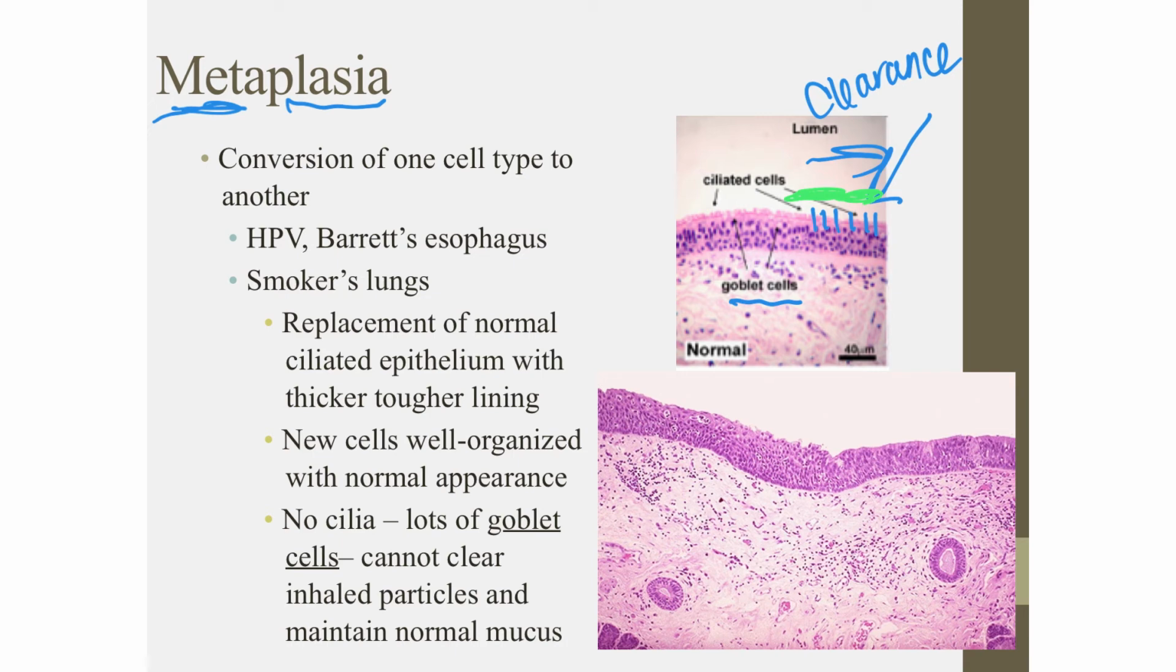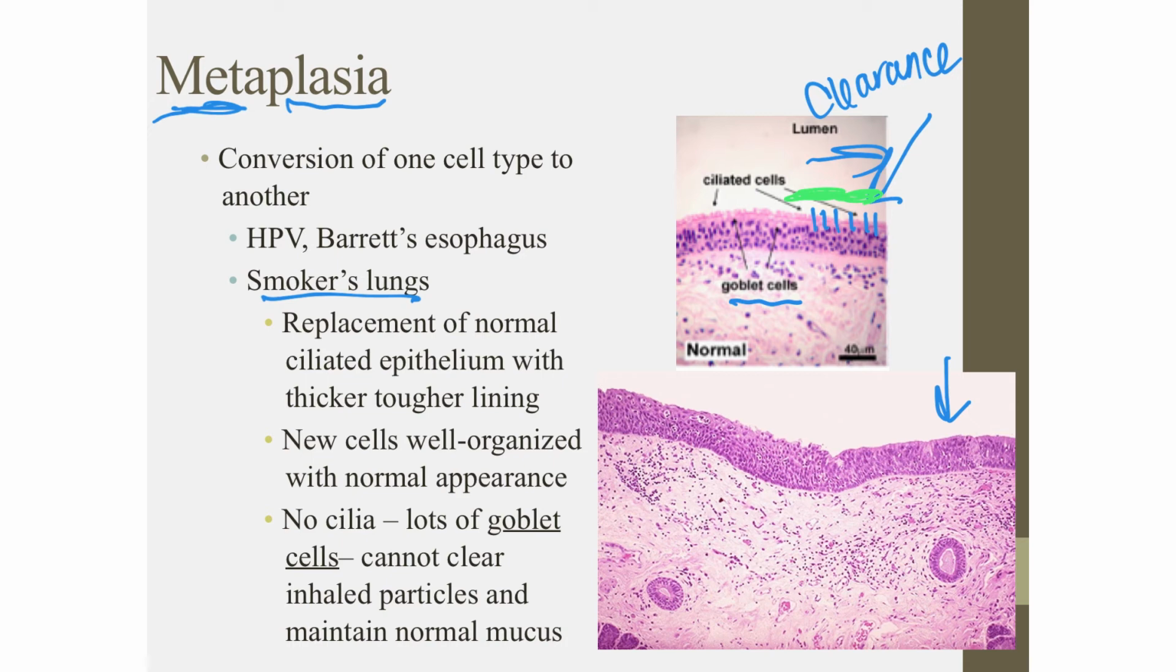So ciliated cells and goblet cells should go together so that there's good, normal physiologic function. When people do things like smoke for a long time, so maybe they're at a pack or two a day, and they've been doing that now for 10, 15 years, what we start to see is metaplasia of the lungs. So this is what we would see inside of heavy smokers' lungs after extended smoking.